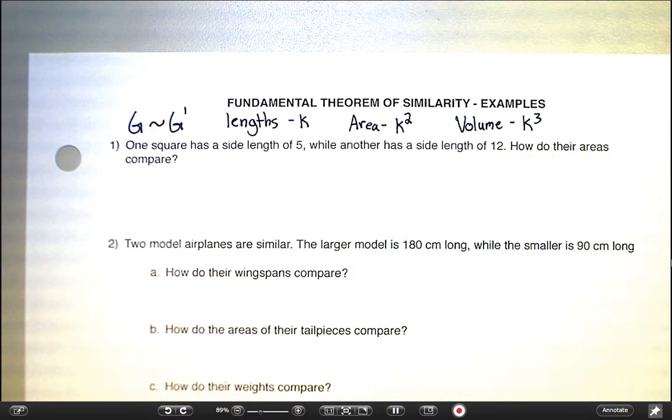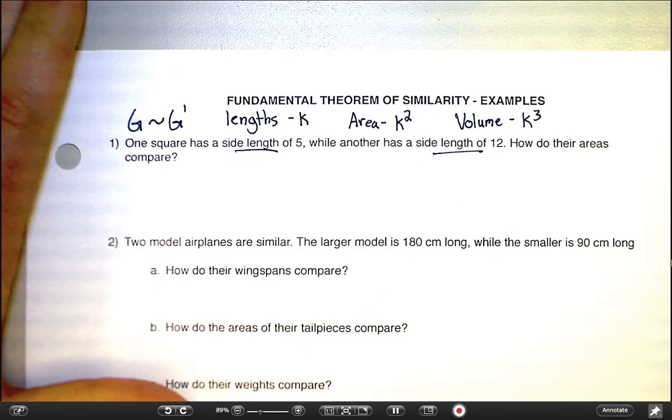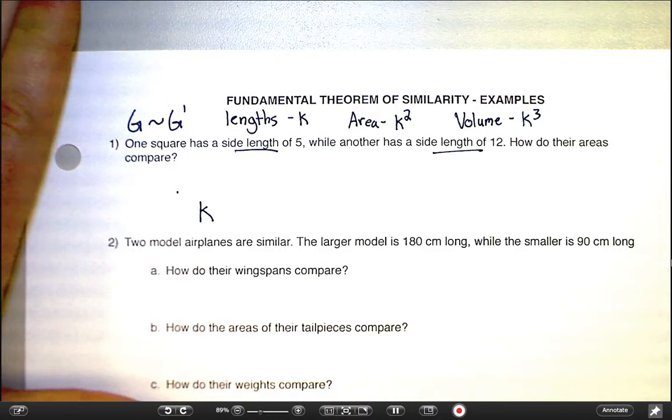We have one square has a side length of 5, another has a side length of 12. We want to know how their areas compare. So to start here, I've got to figure out what kind of k value I have to work with, and then what kind of k value I'm trying to get to. Okay, so to start here, I'm working with a side length and a side length. So when I compare those, they are just lengths and lengths. That is going to be just a regular k value.